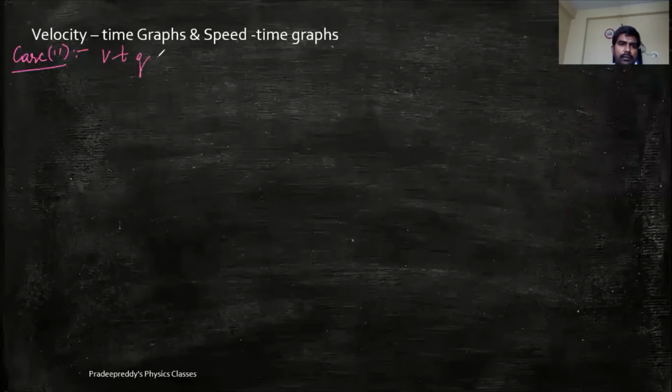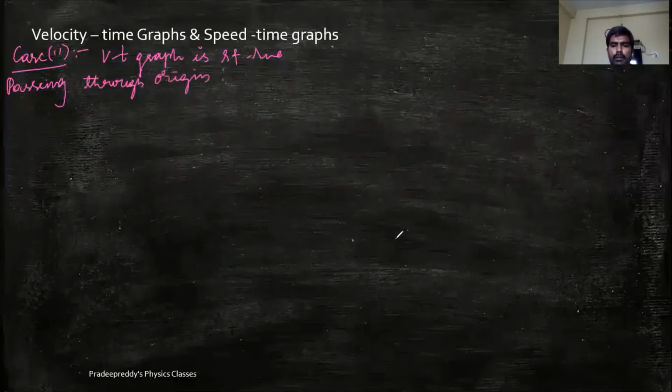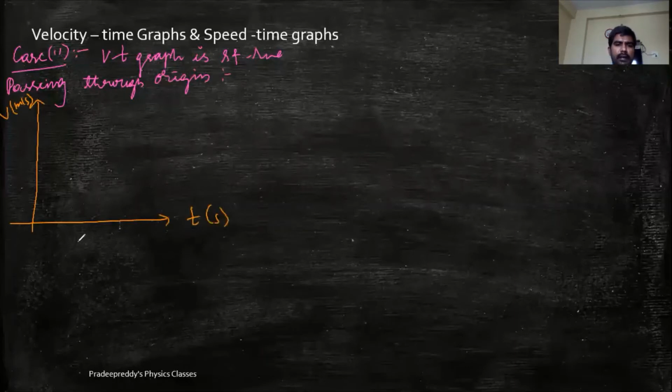VT graph is a straight line passing through origin. So in this graph, you are choosing velocity in meter per second on the y-axis, time in second on the x-axis. Now the graph is a VT graph passing through the origin. Now you can take any particular time interval.